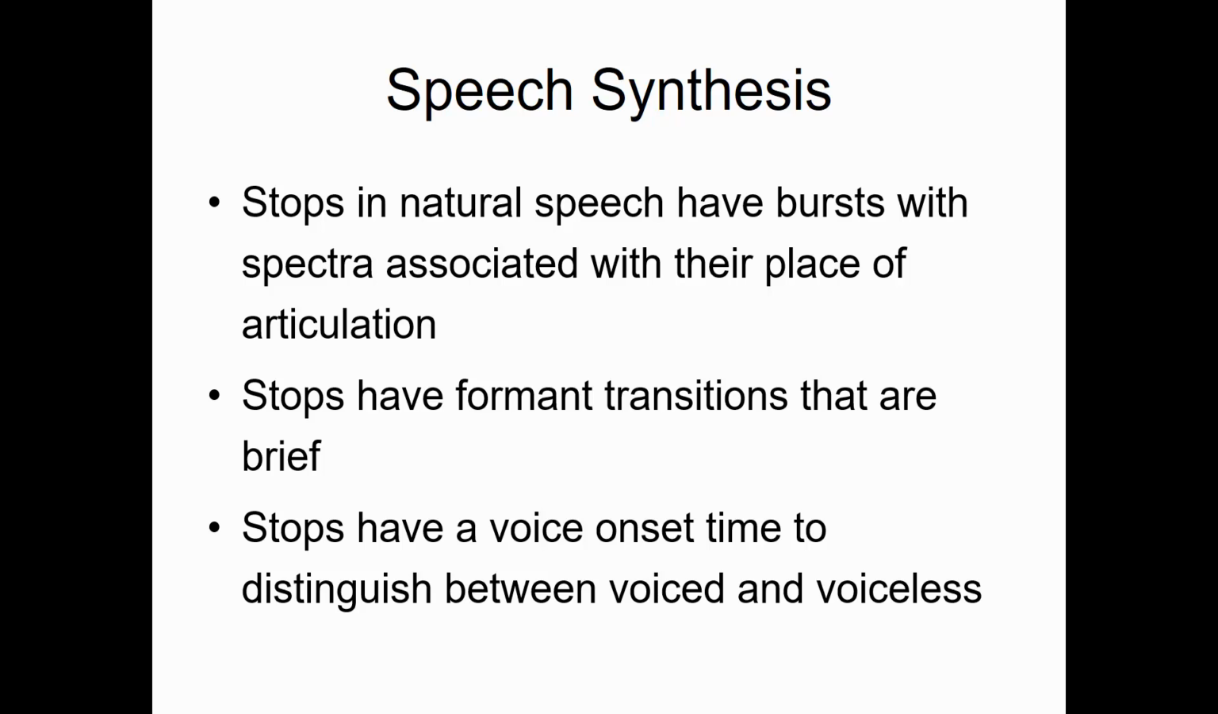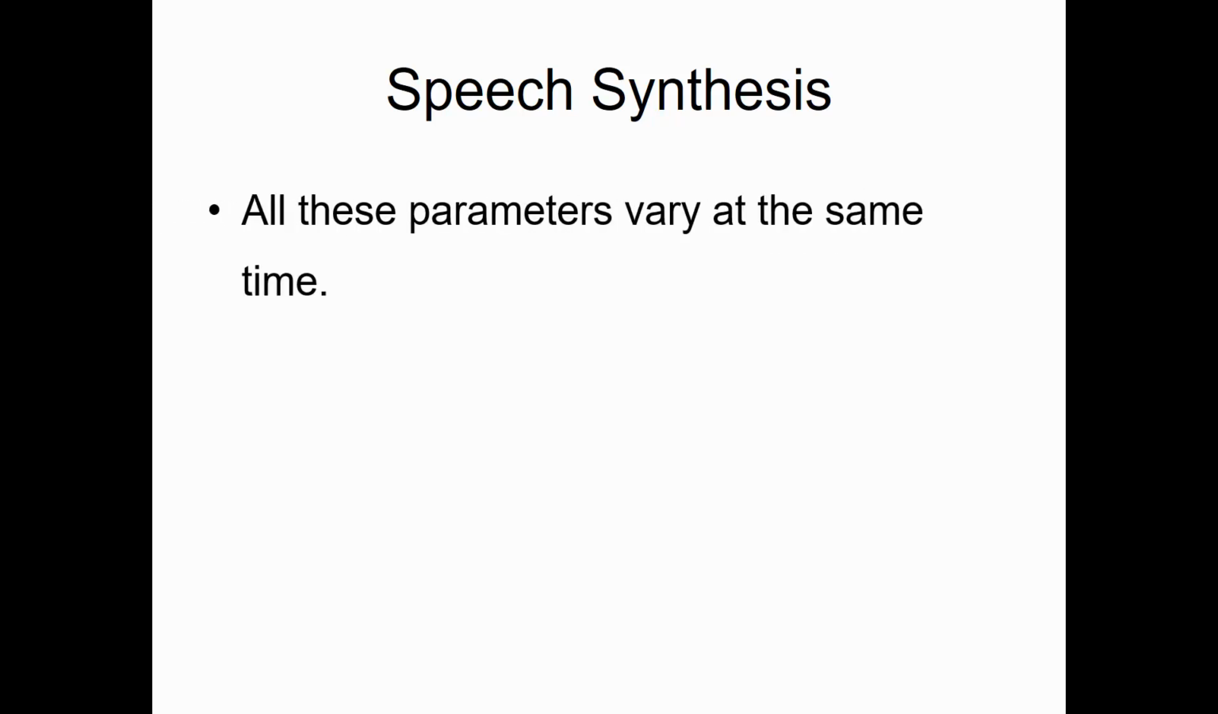So, which of those three things is the critical minimum bit of information that you need to perceive that P in pa? If we wanted to look at that, we would have a really hard time with natural speech producing, say, a burst for pa, but formant transitions that were appropriate for ka, right? We just don't have that ability as human beings to make that kind of an articulatory maneuver. Because in natural speech, all of those parameters vary at the same time.